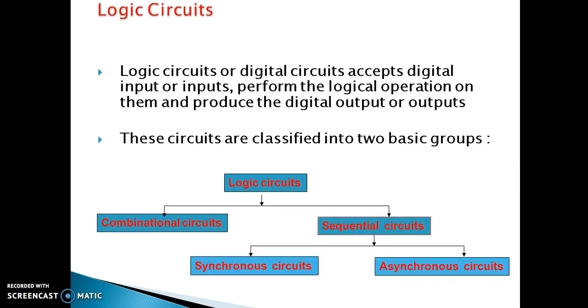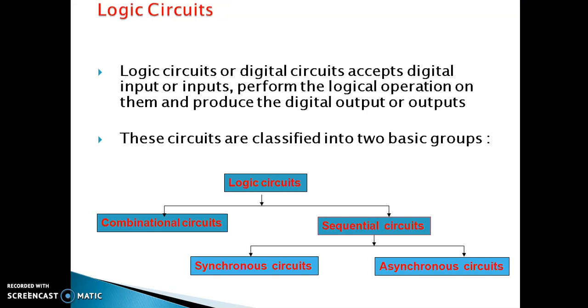So let us start with the logic circuit. The logic circuit or the digital circuit accepts digital input or inputs, performs logical operations on them, and produces digital output or outputs. Logic circuits are mainly classified into two types, that is combinational circuit and sequential circuit. Combinational logic and sequential logic are the building blocks of the digital system.